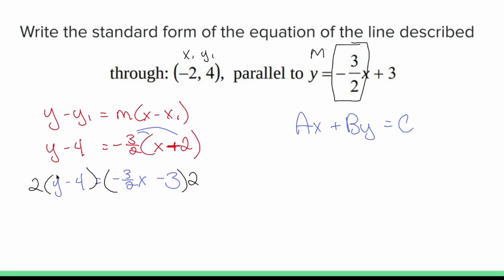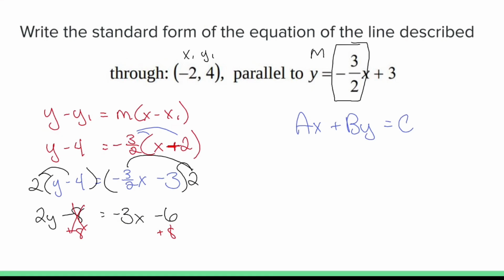So what I can do right now is multiply everything by 2, and that'll eliminate the 2 denominator right there. Okay, so this becomes 2y minus 8. This becomes 2 times negative 3 over 2, which is negative 3. X comes along for the ride. Negative 3 times 2 is negative 6. So in really no particular order, I have to move negative 3x to the left and a negative 8 to the right. So let's add 8 to both sides, cross it out.